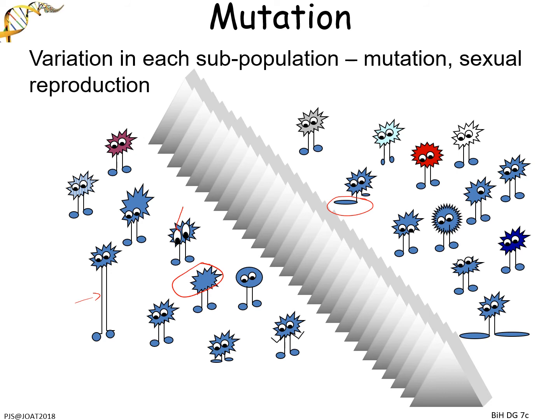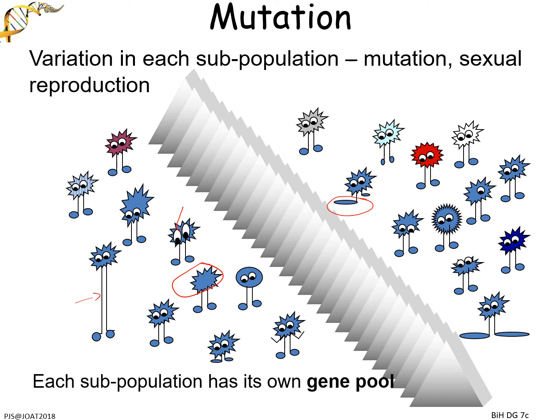Then we're assuming sexual reproduction within this group of whatever they are, and that means that we're mixing the alleles constantly. We now have separate gene pools.